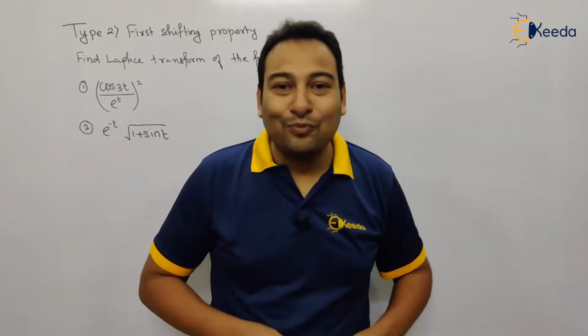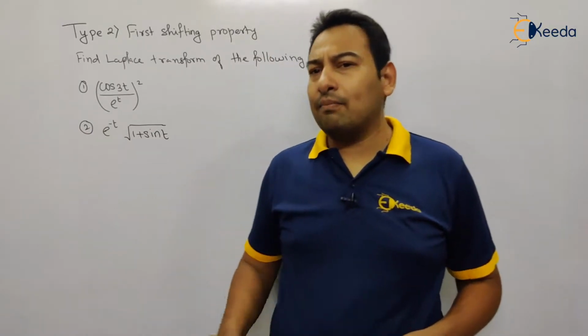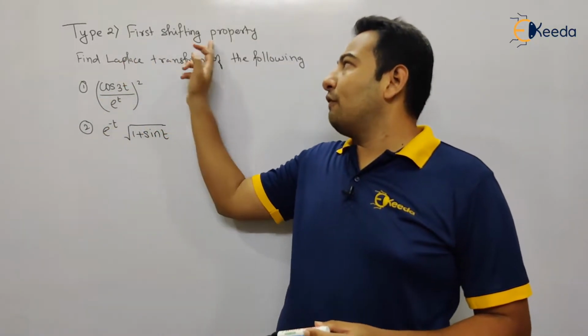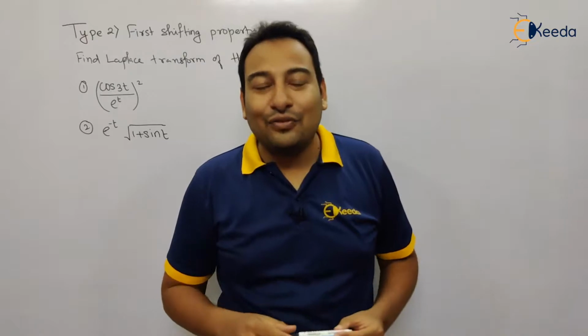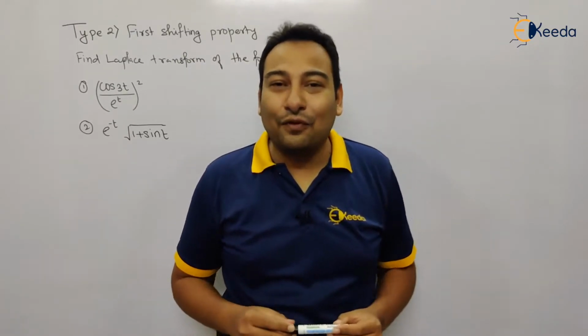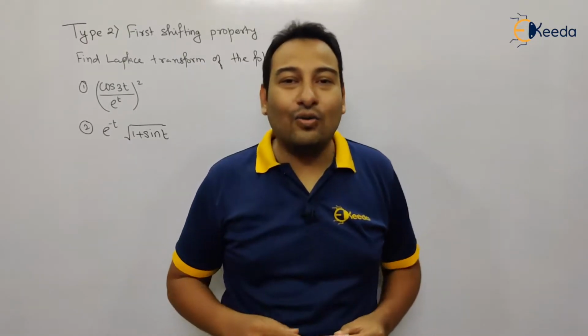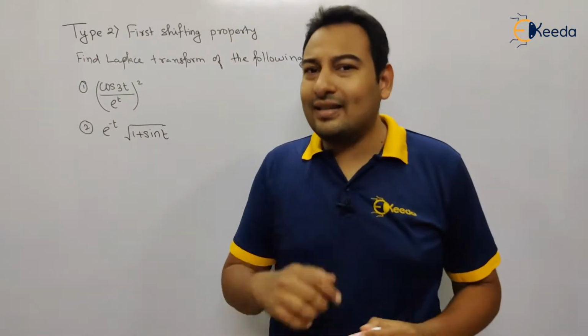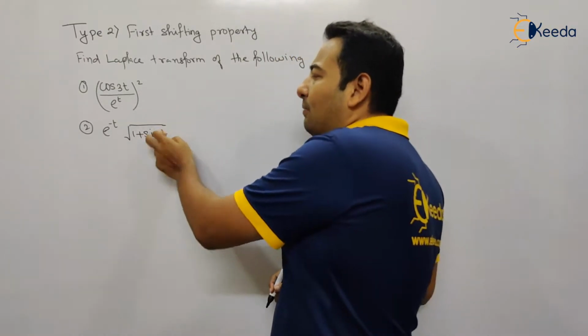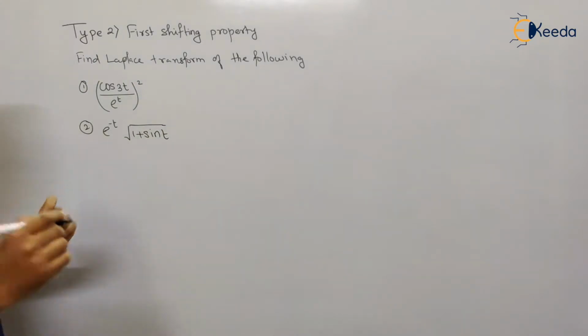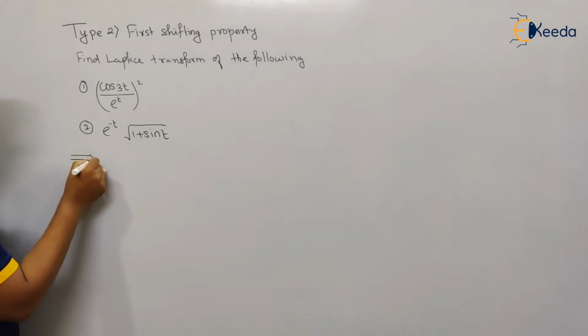Welcome back friends. Let's move on and discuss the two examples, first and second, on first shifting property. In the last video we discussed what exactly first shifting property is and how it works. So let's discuss a few more examples, example number 1 and 2, in this video. So let us start with the first problem.